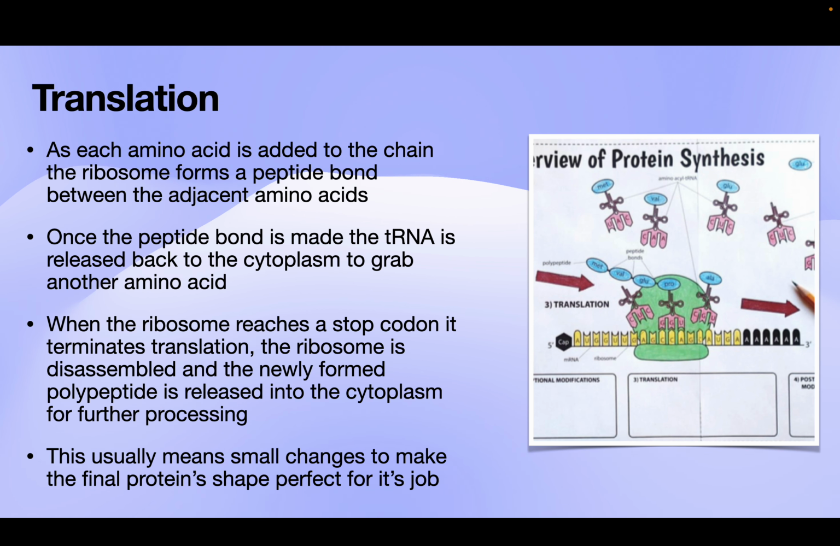That folding usually means making really small changes to the protein shape. And we're not going to talk about how that happens in the 10th grade, but there are a few different things that can be done, usually small tweaks to the structure, just to make it have the perfect shape, because the shape of a protein is very important for a protein to be able to do its job. And now you've gone from DNA to messenger RNA to protein.